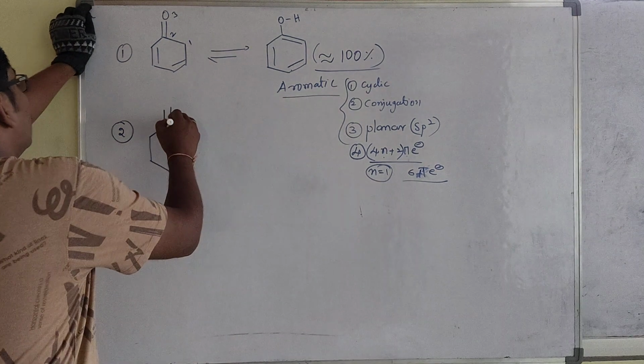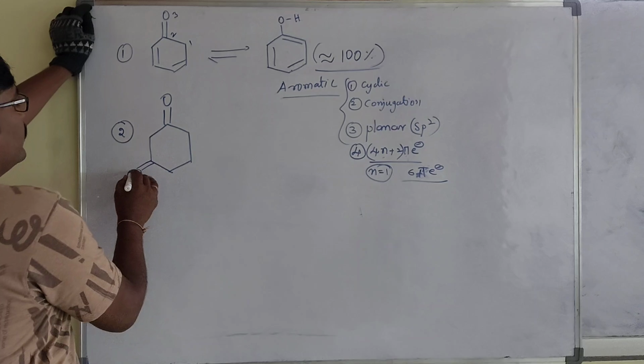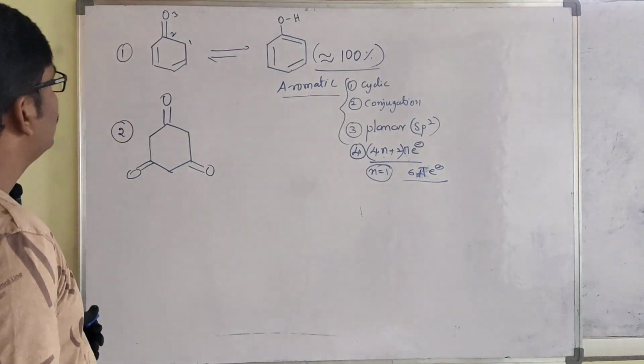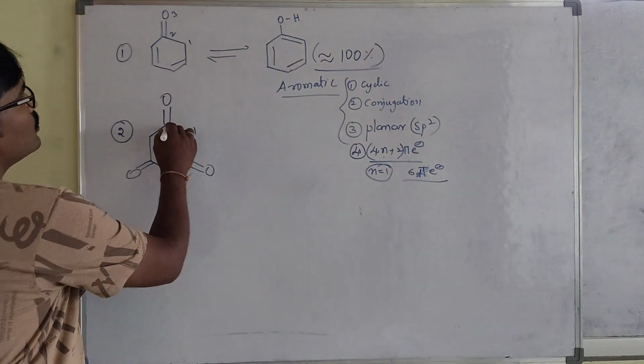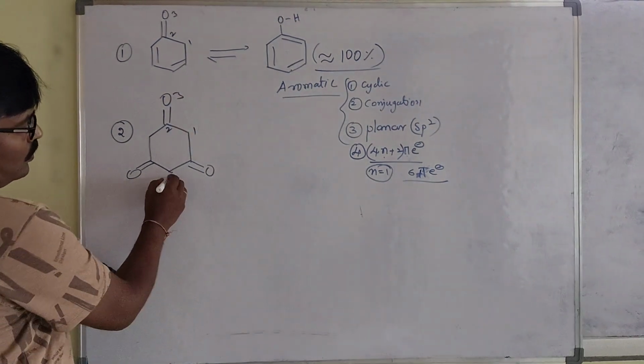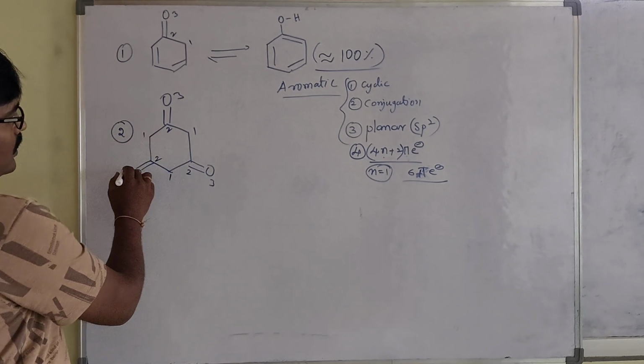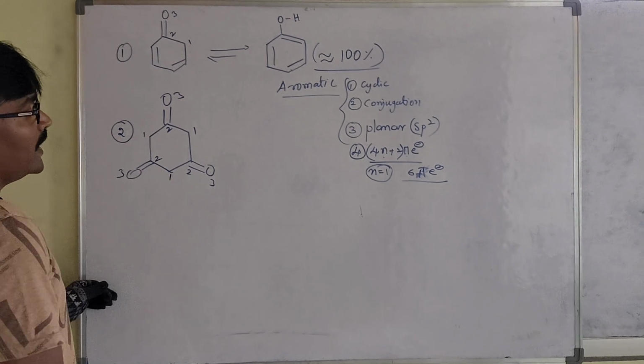Then one more compound I will tell. Double bond O here, then double bond O here, then double bond O here, right? So double bond O, double bond O. Look at from here: 1, 2, 3, 1, 2, 3, then 1, 2, 3. So hydrogen, it can migrate.